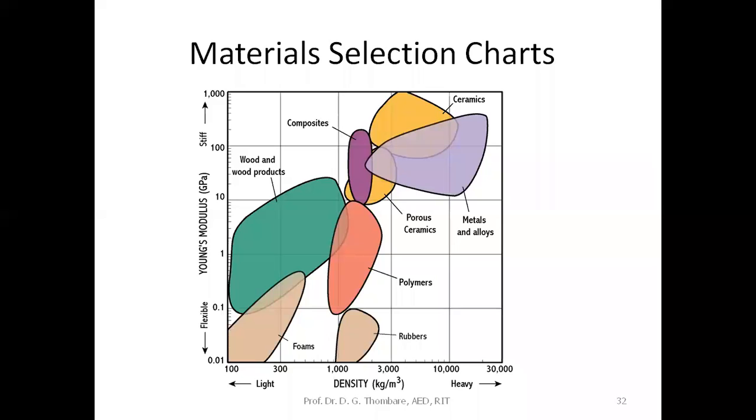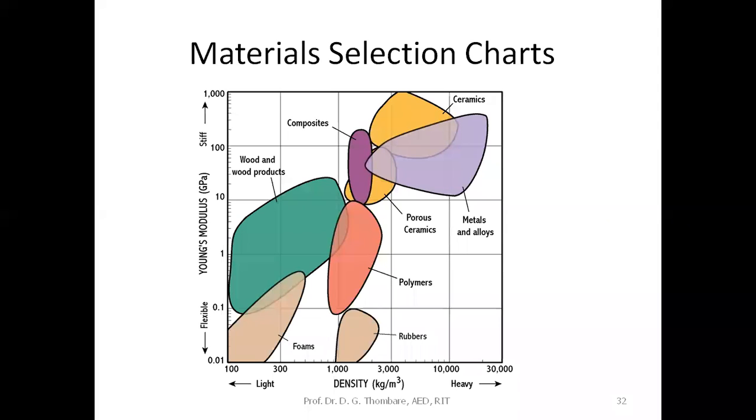Now, on the basis of your requirement, you have to select the material. For example, if you have to use flexible and light material, then you have an option to select foam. If you want in-between stiffness, meaning it should not be so flexible and not very highly stiff, intermediate stiffness is required and the material should be lightweight, then you can have wood and wood products, which are shown in the green color.